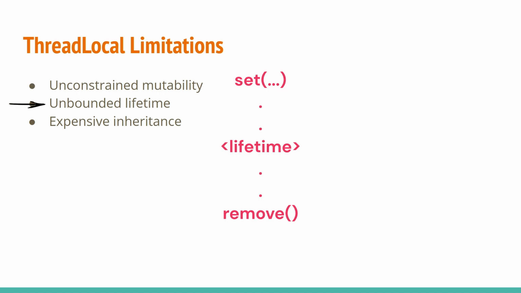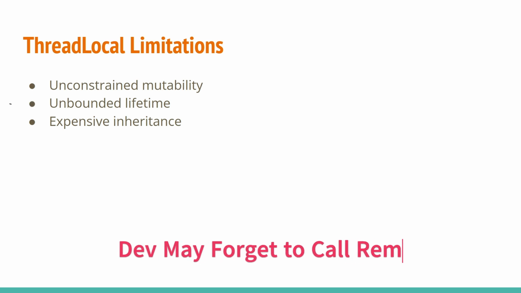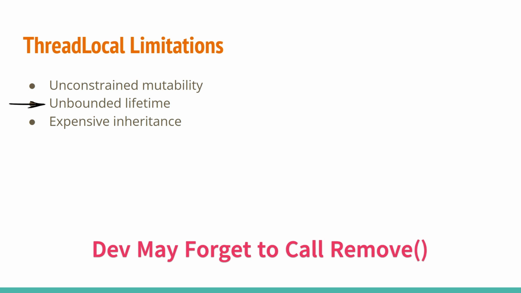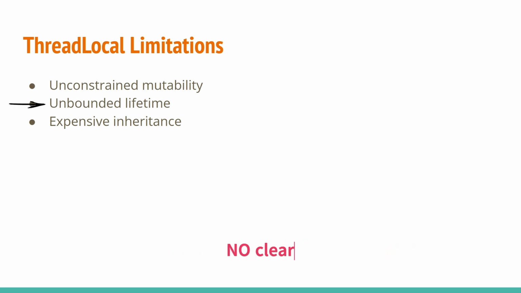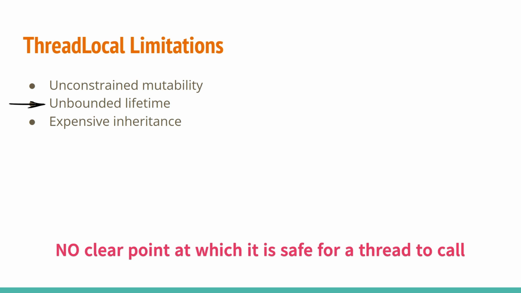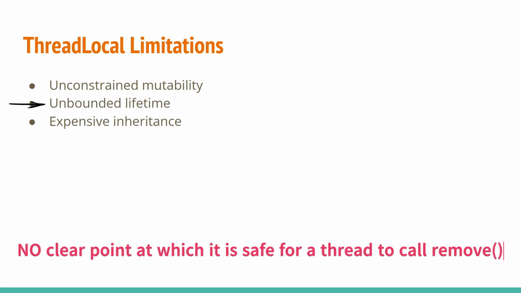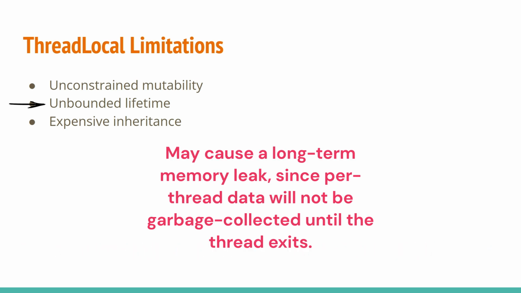Unbounded lifetime: once a thread's incarnation of a thread local variable is written via the set method, the incarnation is retained for the lifetime of the thread, or until the code in the thread calls the remove method. Unfortunately, developers often forget to call the remove method, so per thread data is often retained for longer than necessary. In addition, for programs that rely on unconstrained mutability of thread local variables, there may not be a clear point at which it is safe for a thread to call remove. This can cause a long-term memory leak since per thread data will not be garbage collected until the thread exits.